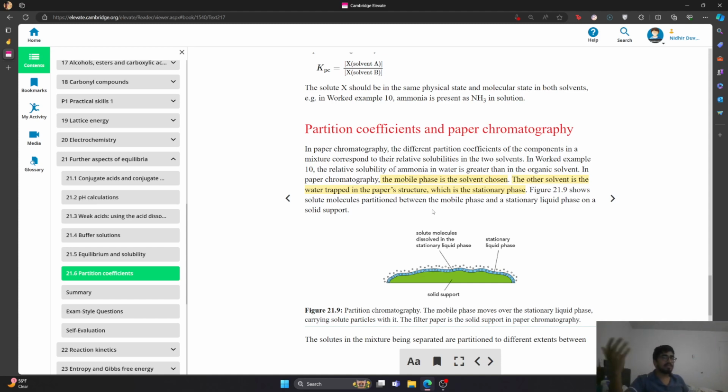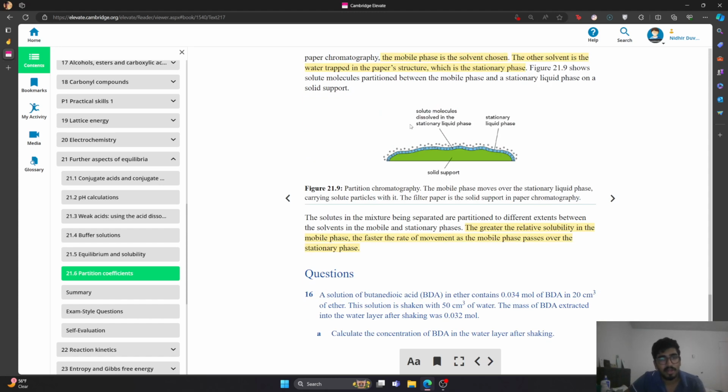So if some things are more easily soluble in the stationary phase, then they will just stay stuck. Even though there is water going on top, they will not move with the water because they like to be dissolved in the lower stationary phase. But if something likes to be dissolved in the water phase or the mobile phase, then they can get themselves dissolved in the upper one, and the water will carry them forward. So this can be used to separate things which are mobile phase soluble and stationary phase soluble. That is the idea behind chromatography, right?